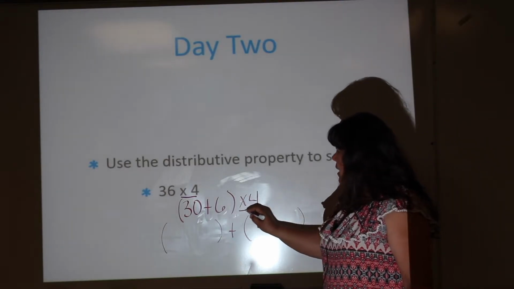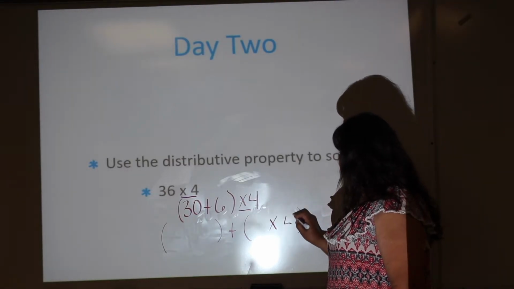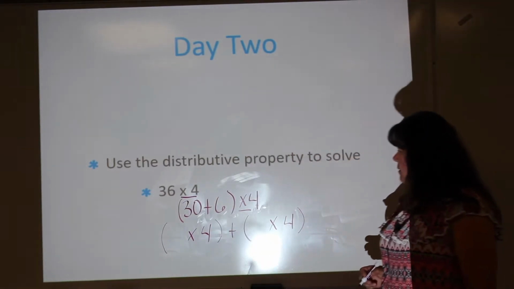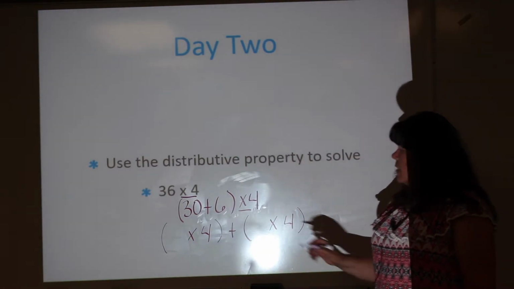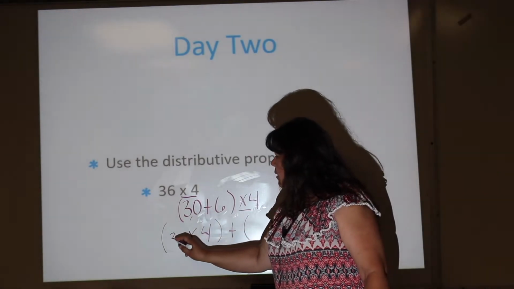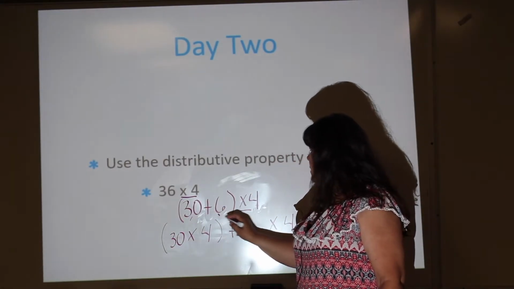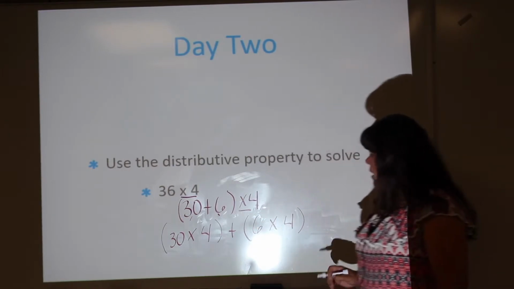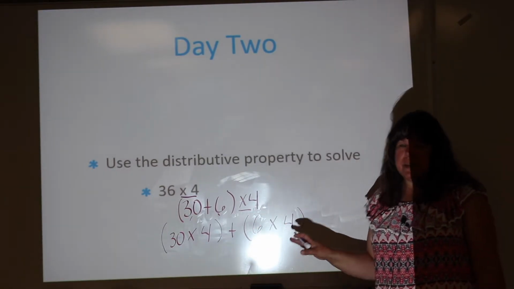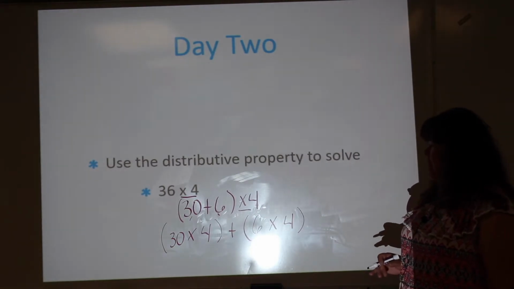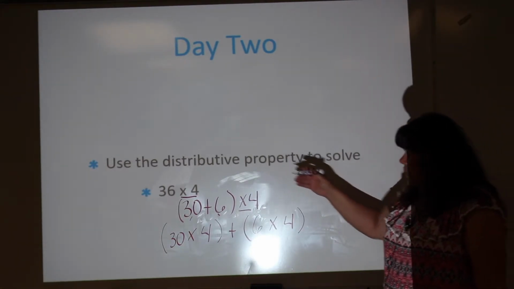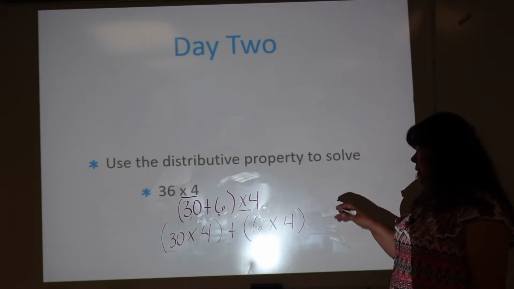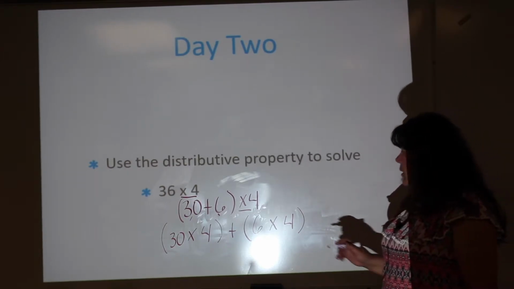I'm going to take this times 4 and put it on each of these parentheses on the right hand side. And then I'm going to take my 30 and bring it over here, and my 6 and put it over here. Okay, I have set this up the right way, but it's not finished. I have to still solve for my answer. I don't know what 36 times 4 is, so I've done a lot of work so far, but I've got to actually come up with my answer.